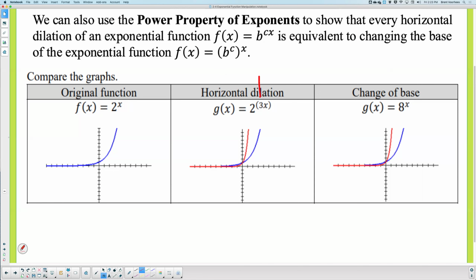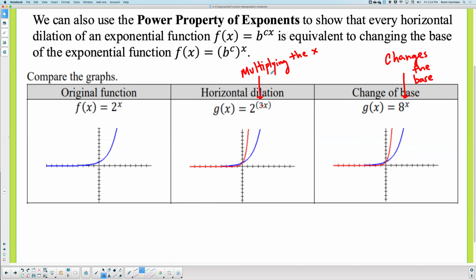This time, what's that 3 doing to the x? Okay, if you multiply the x, what does that do to the y? Actually, it doesn't do the y at all. It changes the base. That's all it does, it changes the base, which is the note right below it, but I'm going to say it again. Changes the base.